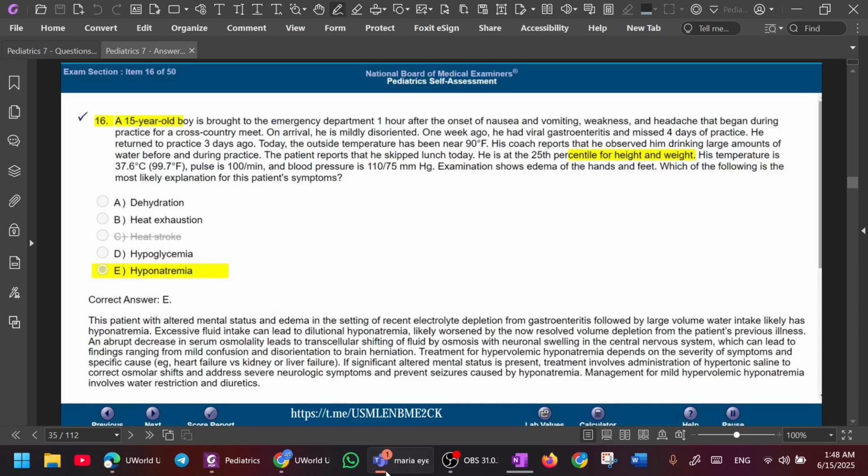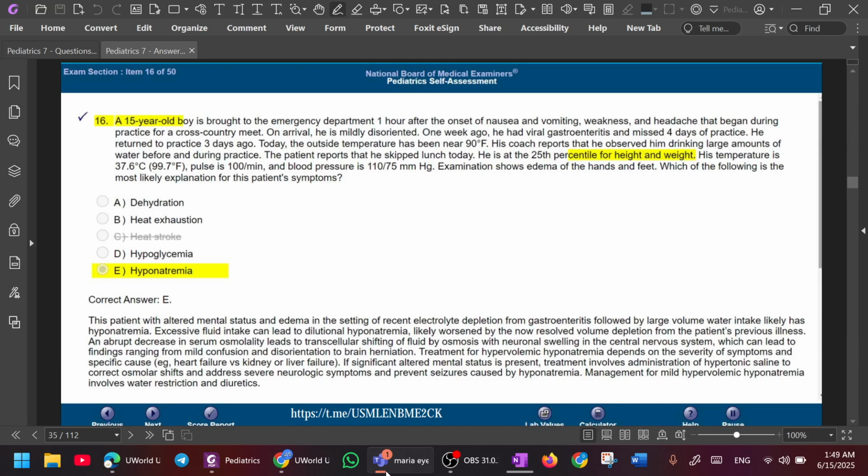Dehydration can lead to headache, weakness, nausea. Severe dehydration can lead to hypotension and subsequent cerebral hypoperfusion. Hypotension and hypoperfusion may lead to disorientation. This patient has a history of large volume water intake along with altered mental status. In addition, a normal blood pressure makes dehydration less likely. What is with blood pressure? Yeah, I guess it's normal.